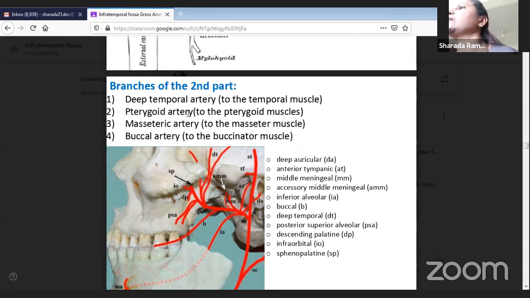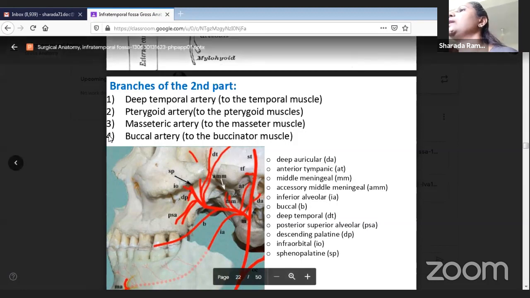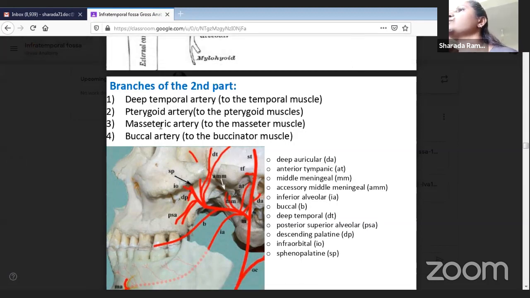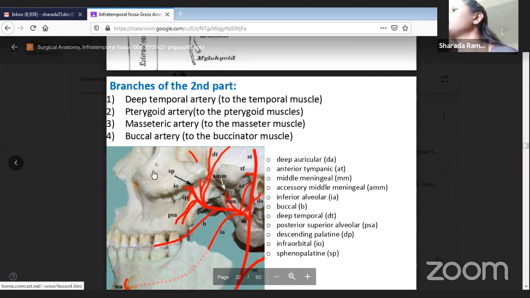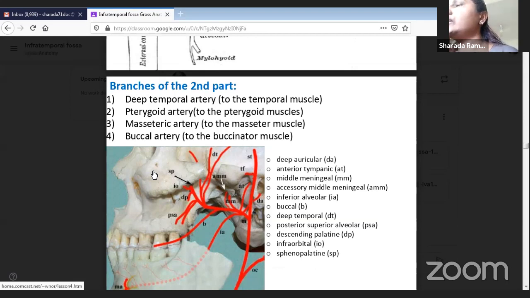Then you have the pterygoid artery. So the lateral pterygoid gets it within itself, and of course the medial pterygoid also. You have the masseteric artery, which is going to come through the mandibular notch and supply the masseter from inside to out. Last one is the buccal artery, and that buccal artery is going to supply the cheek. The whole cheek, whatever blood supply you have, is going to come from the buccal artery.